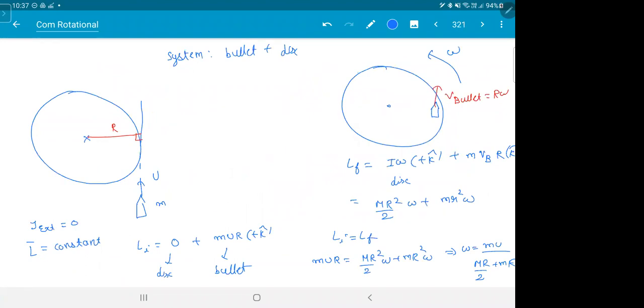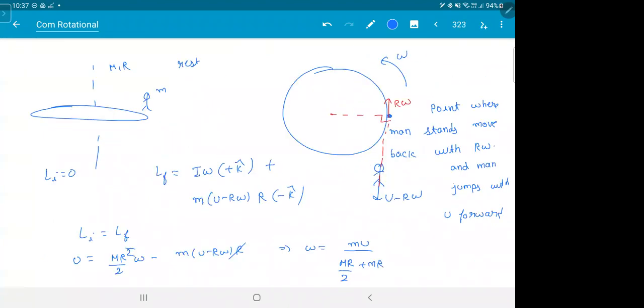So if the bullet hits tangentially or the man jumps tangentially, you're going to get the same answer. The most common mistake people make is they think the man is jumping with u, and that's all the problem. The man is jumping with u with respect to the platform. So meaning in the ground frame, he actually jumps with u minus r omega. That was the main thing. Ask me if there's any doubt on that.